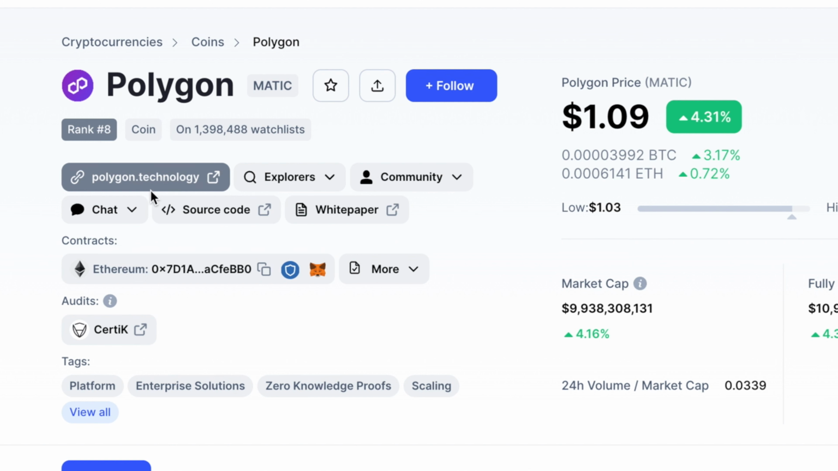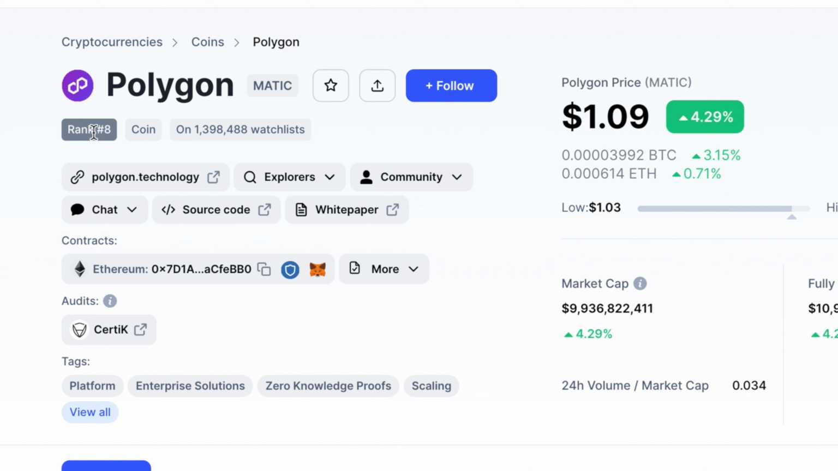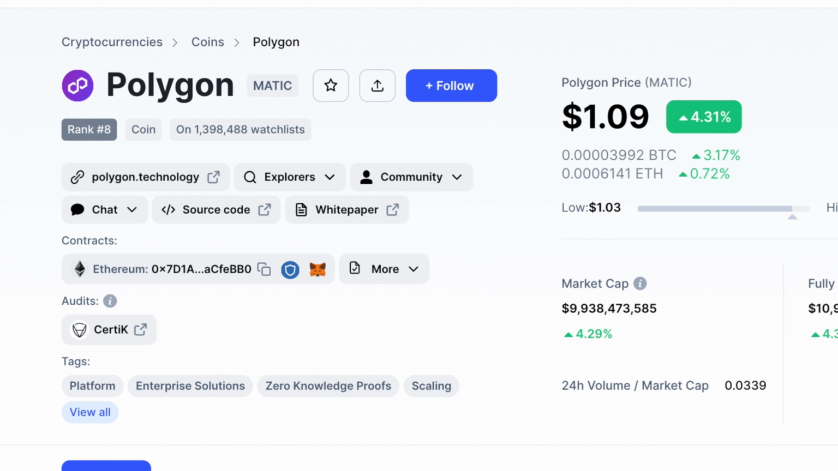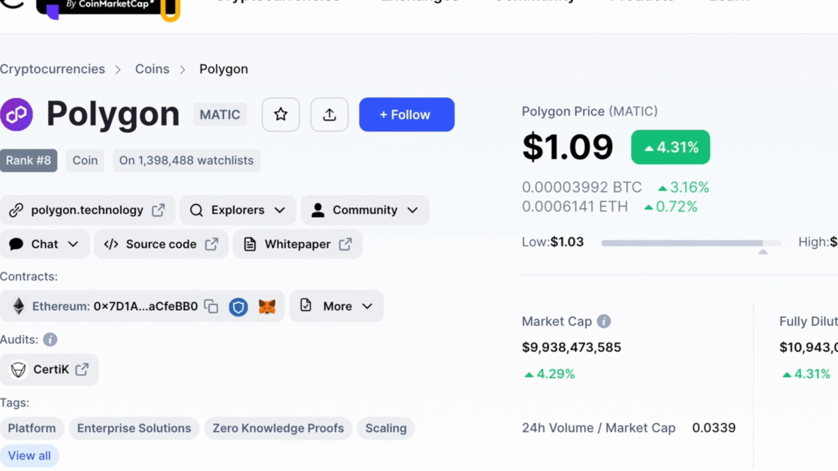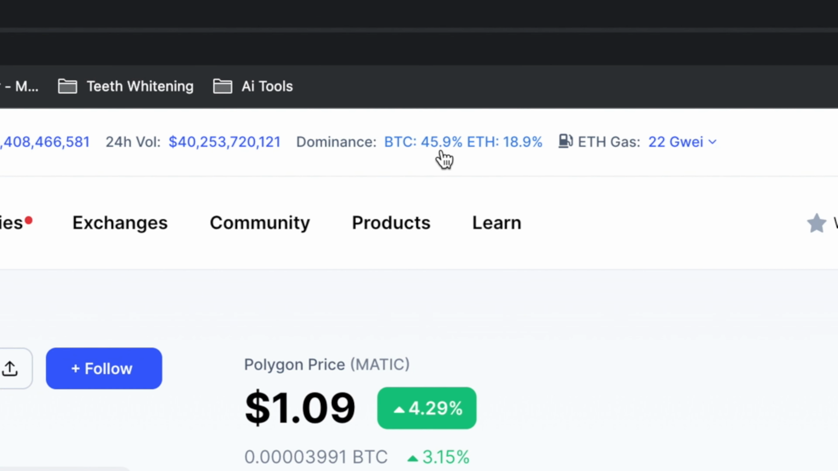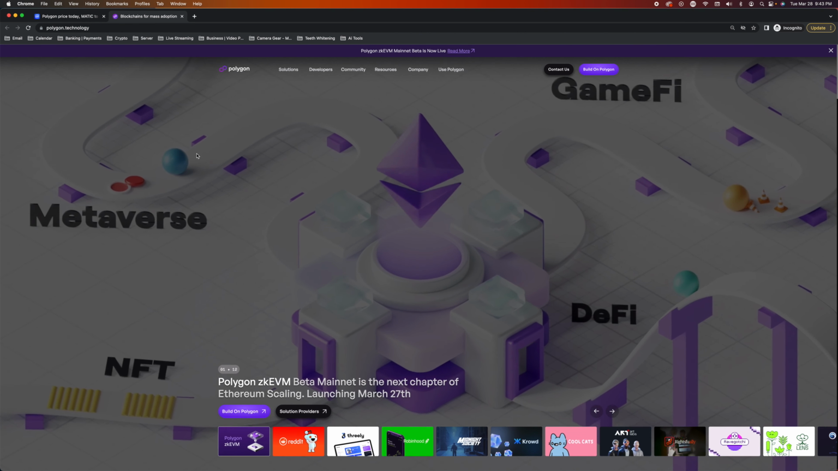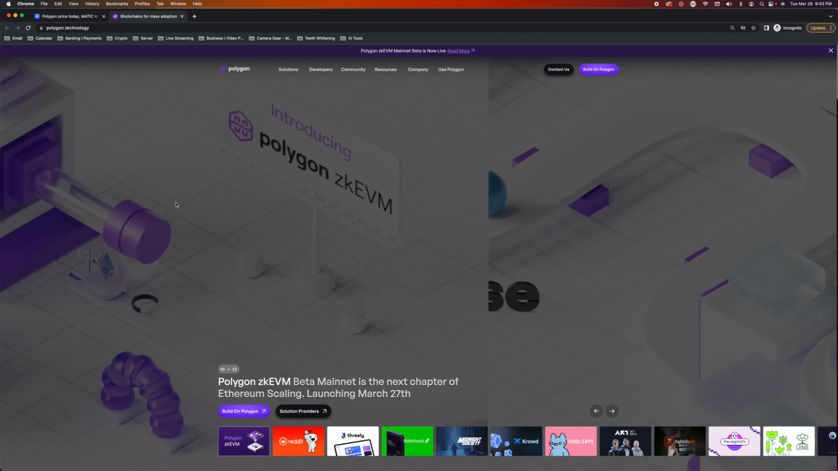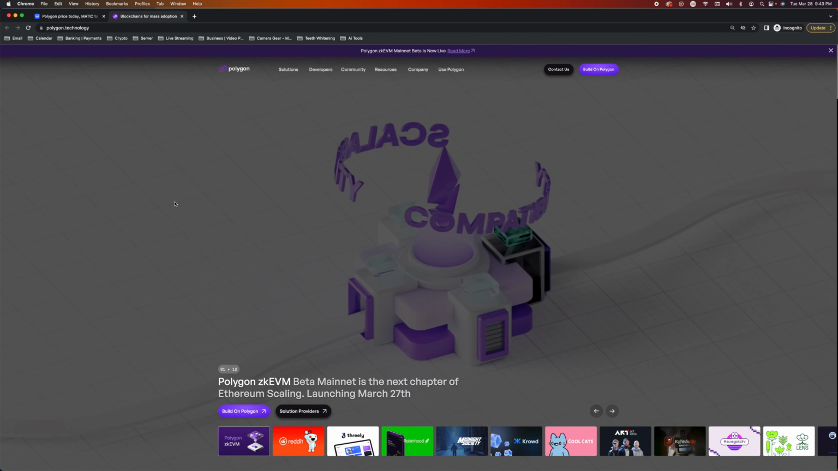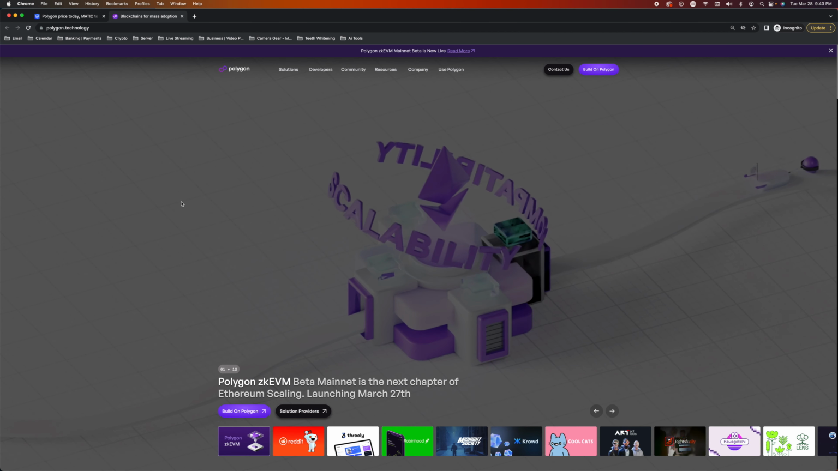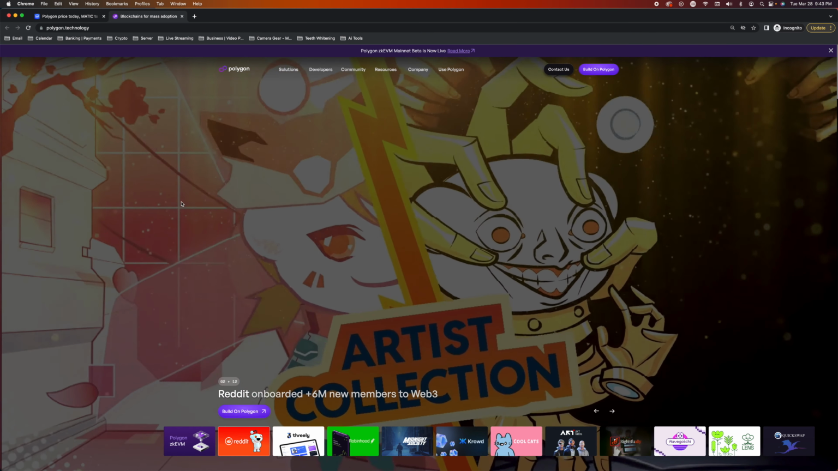So what you can do is click on the top left and you will see the rank here as well. So Polygon is number 8 in terms of market cap. Market cap is the amount of dollars put into the project. And right now, if we look at the top, Bitcoin and Ethereum account for basically 65% of the entire cap. So for Polygon, if you click up here, this will give you a link to their website. Once you're on the website, you can really dive deep into what this blockchain or sidechain does. But in this case, I'll just dive into it for you.